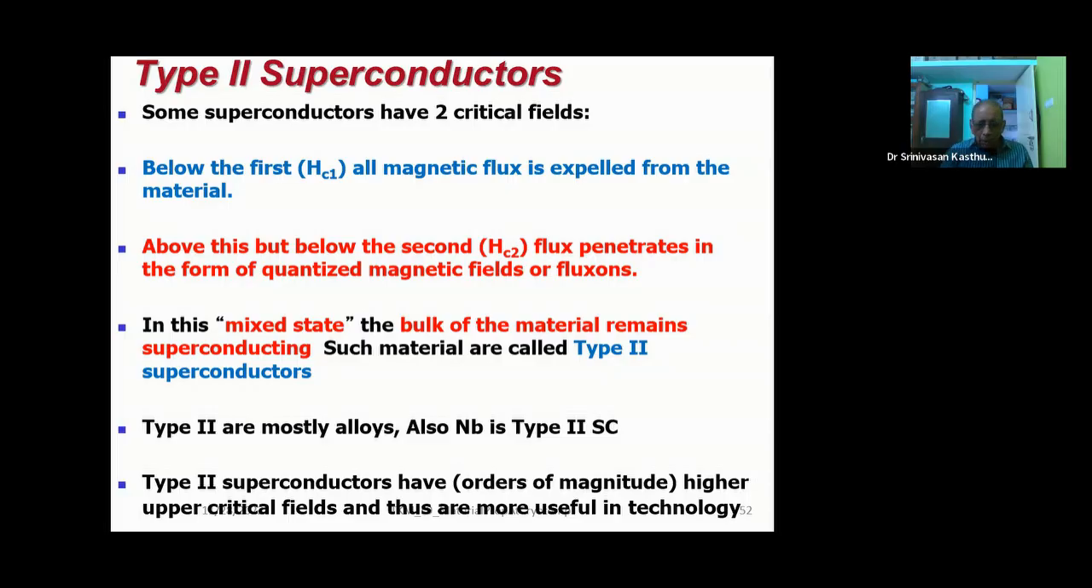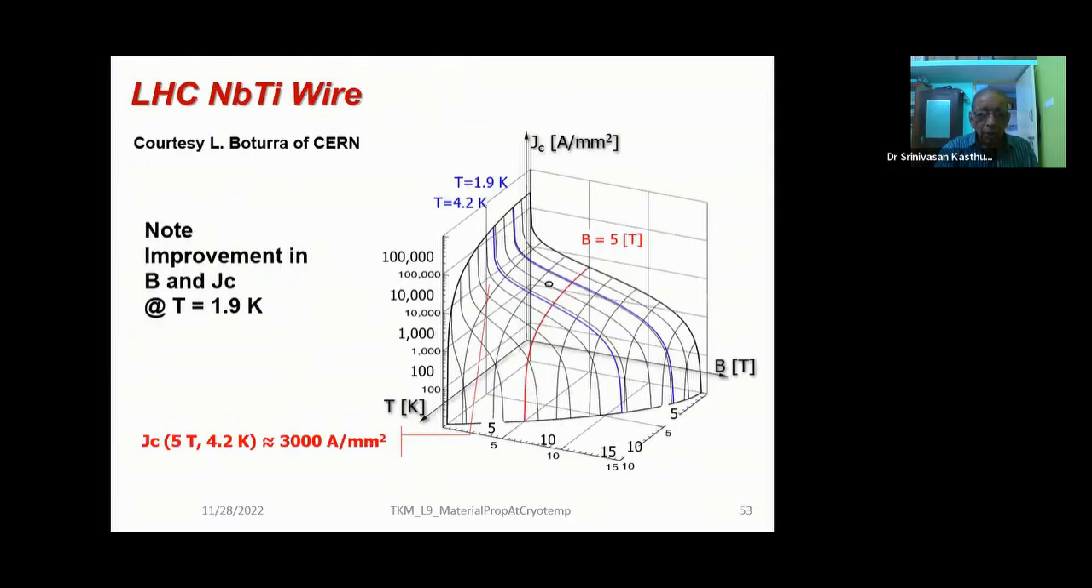There are a number of type 2 superconductors. For example, type 2 are mostly alloys. Niobium is a type 2 superconductor. Type 2 superconductors have higher critical magnetic fields, and they are very useful for applications.